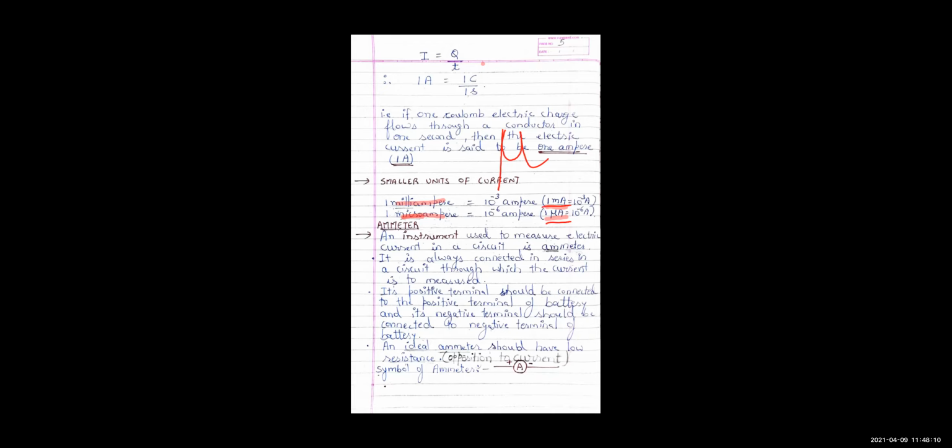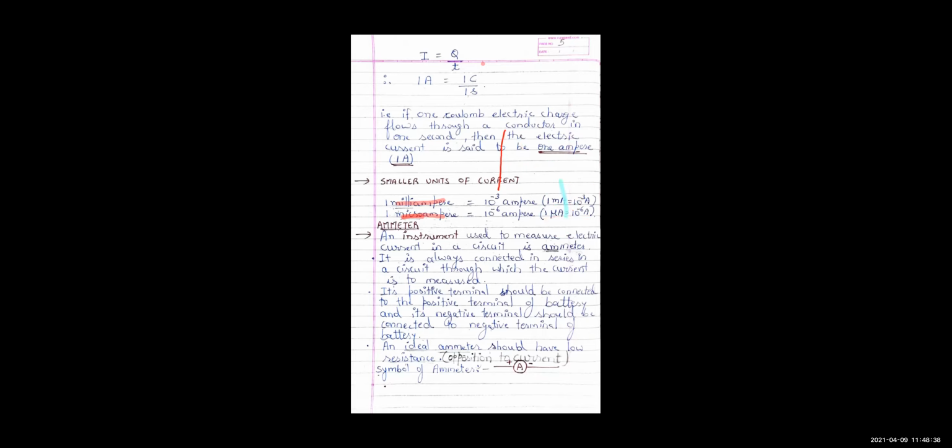Milli is 10 to the power minus 3. So 1 milliampere is 10 to the power minus 3 ampere. And 1 microampere is 10 to the power minus 6 ampere. See how small the unit is. 1 upon 1000 ampere, that is how small milli is. And micro is even smaller, 1 upon 1 with 6 zeros. So these are the smaller units of current.